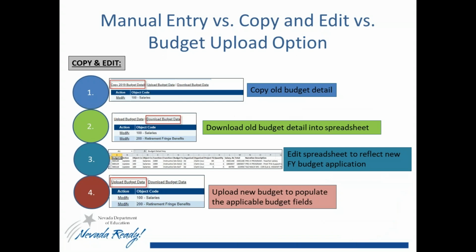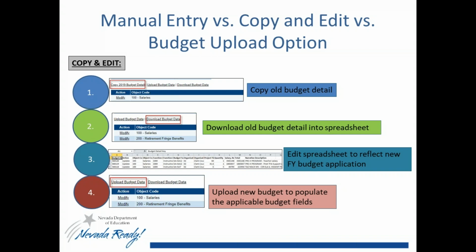As I mentioned, there are 3 different ways that a district can upload their budget upon submission of the initial application for each of the different grants. For some districts, it may make sense to enter budgets manually. Maybe a district that has very little Title I funds who just puts it in salaries and benefits, for example.